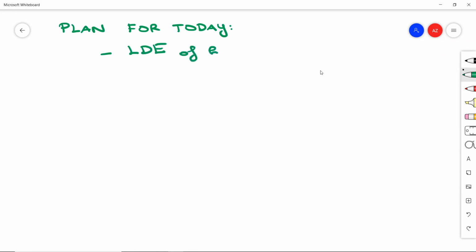So today, the plan is that we're going to study linear differential equations of higher order. We started with this last time. We will tell something more about this. So, linear differential equation of higher order. We will say something about existence and uniqueness of solutions.